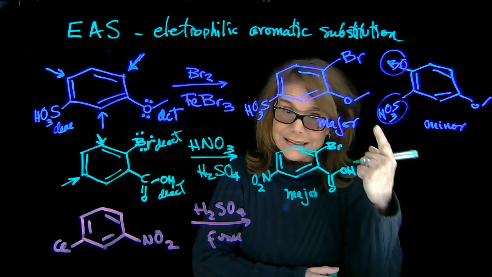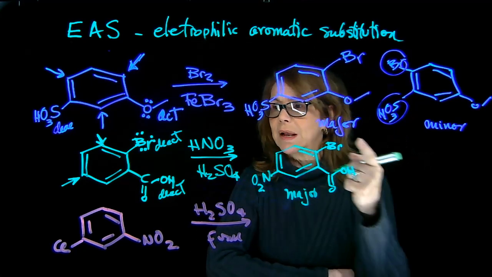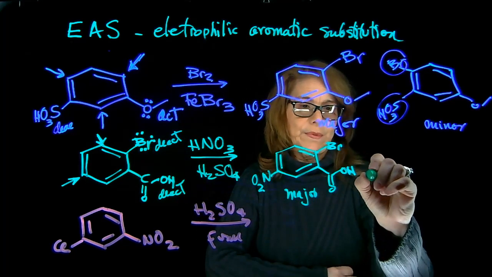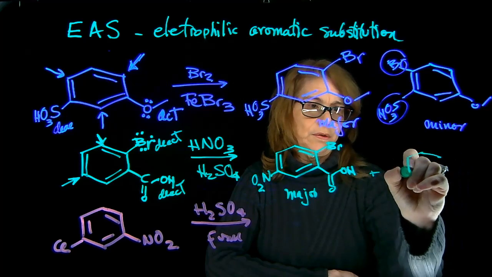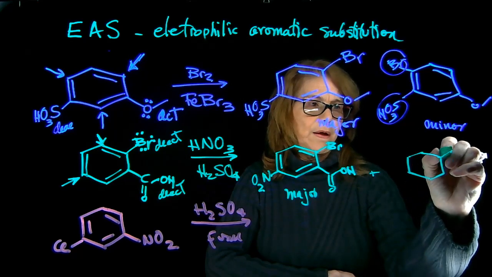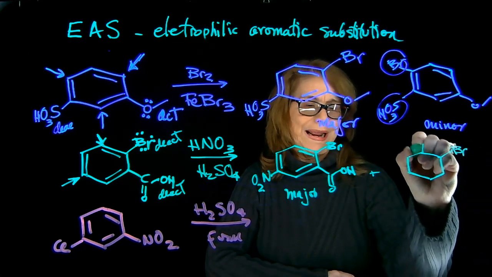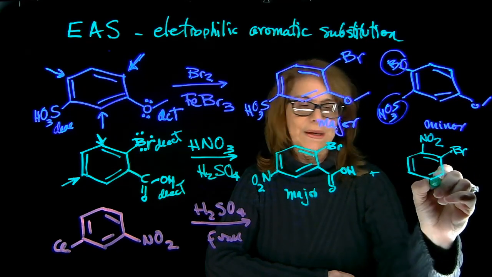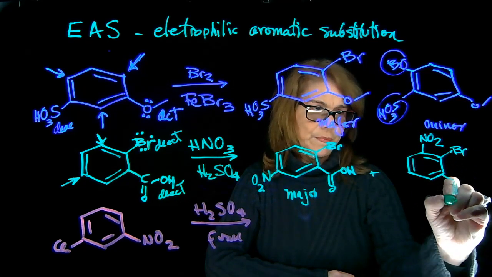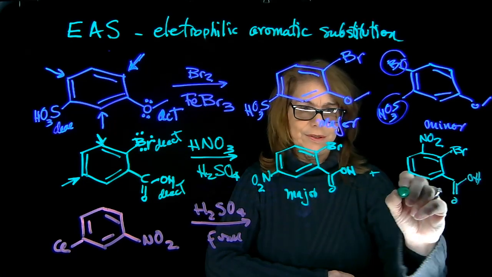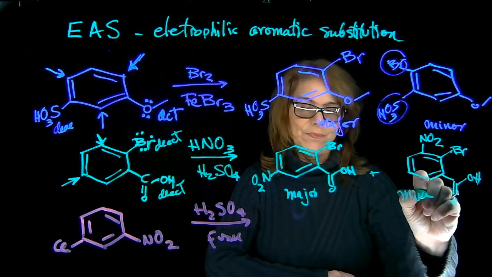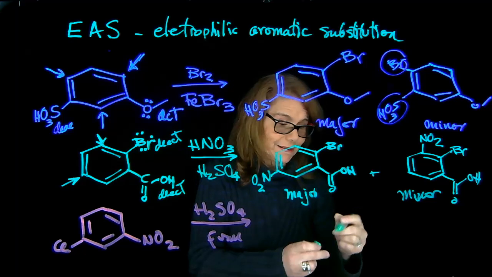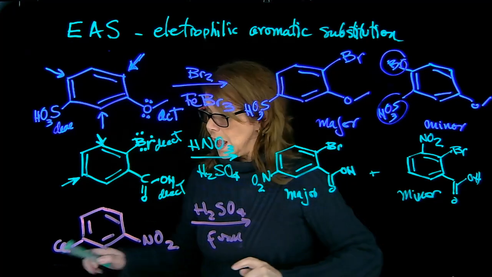Again, electronic and then steric effects. Minor product, I'm going to draw the other one that has the nitro group next to the bromine. So ortho to the bromine. Unlikely to form, too much steric hindrance. Okay, so now we have the analysis for these two. Let's do the last one.